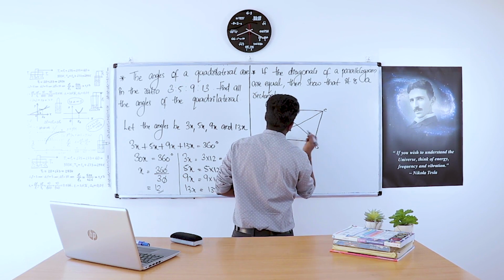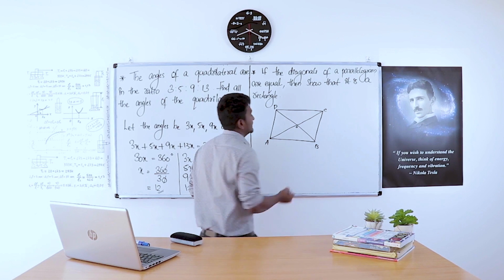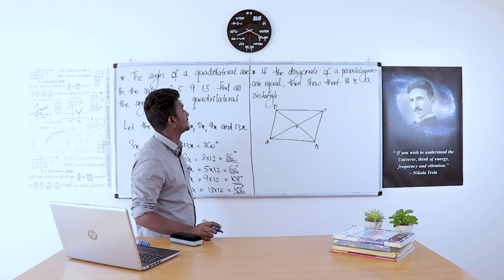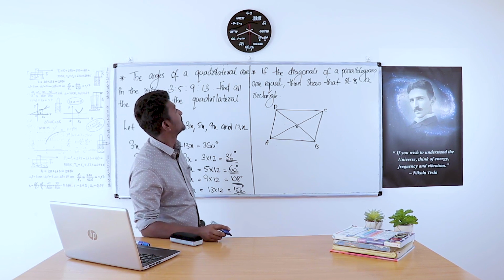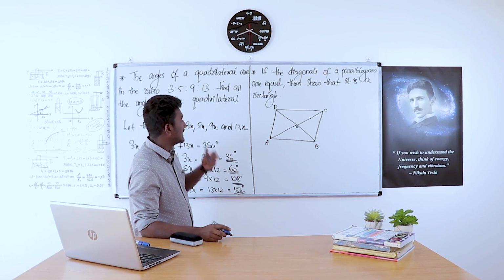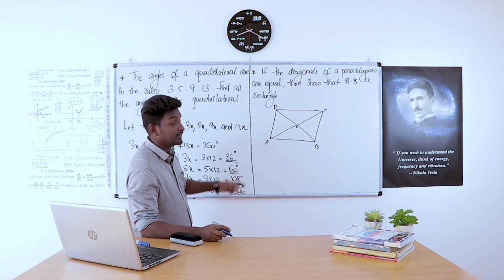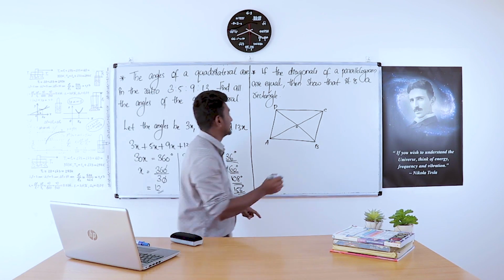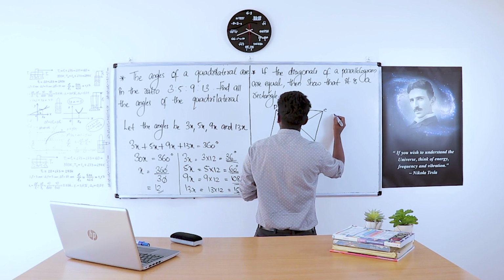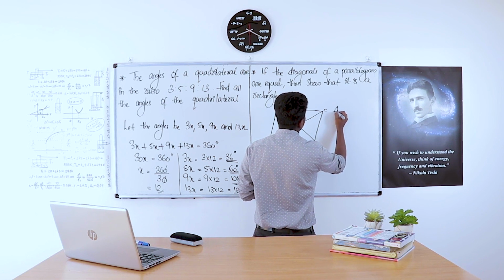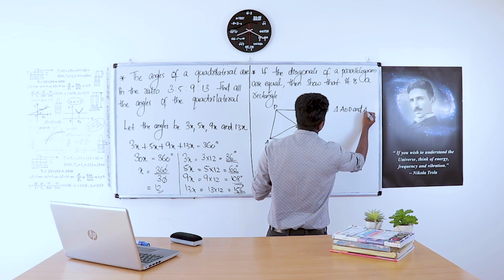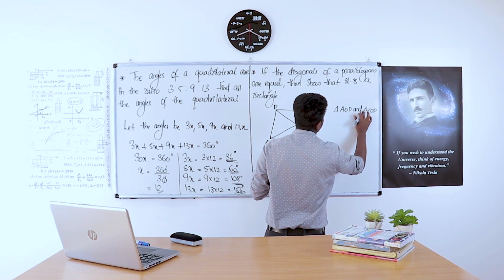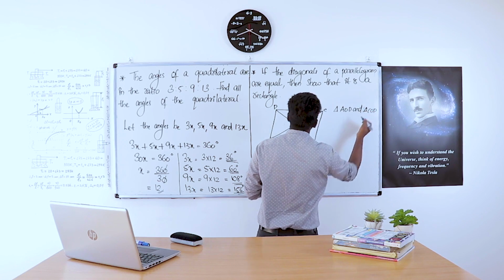These are the diagonals, and the meeting point is taken as O. Now, for a parallelogram, we know that the diagonals bisect each other. If the diagonals bisect each other, then just consider triangle AOD and triangle COD.